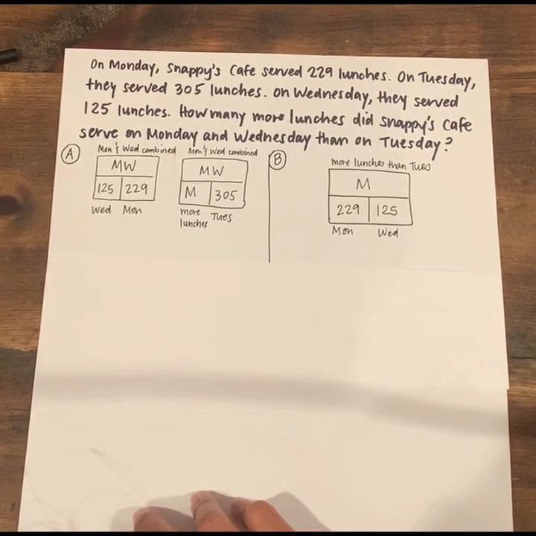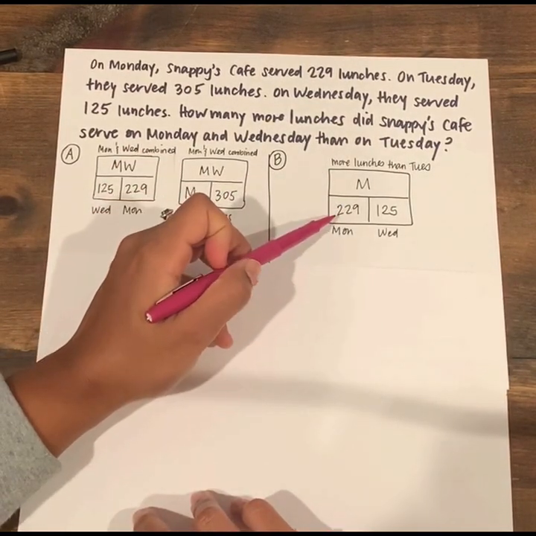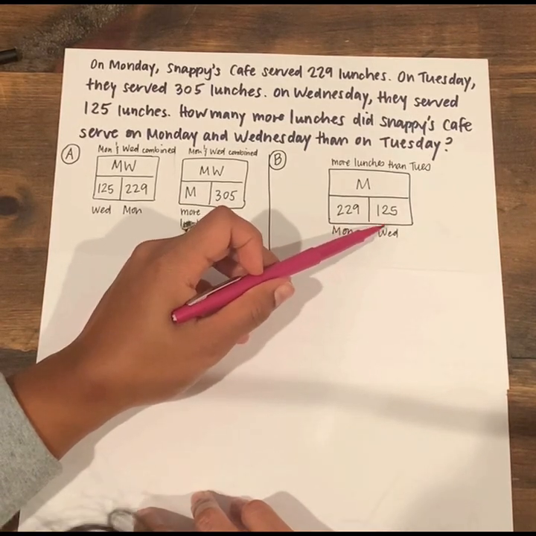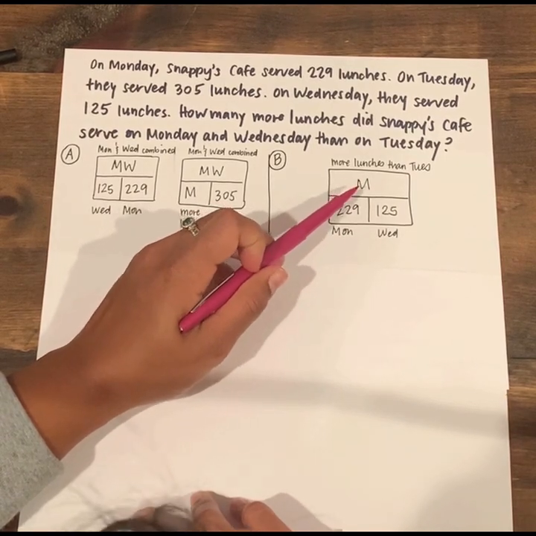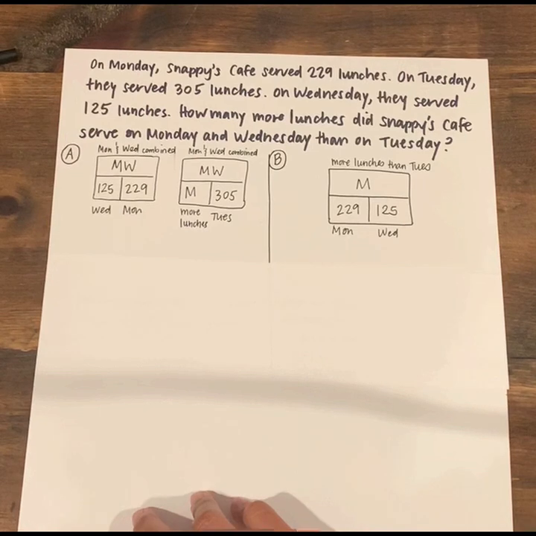Say your answer out loud. I heard you say you agree with student B because we can add the amounts served on Monday and Wednesday together, and that will tell us how many more lunches they served than on Tuesday. Who do you agree with now, and why?